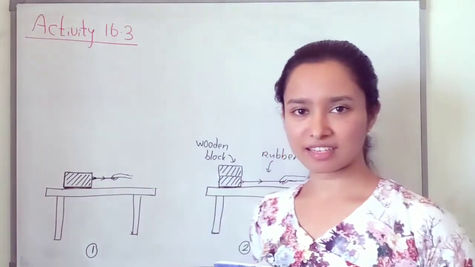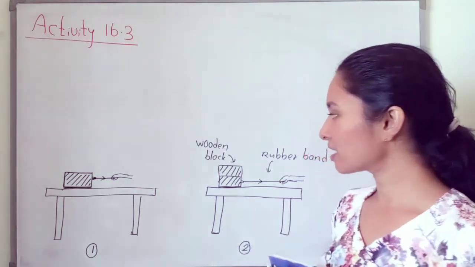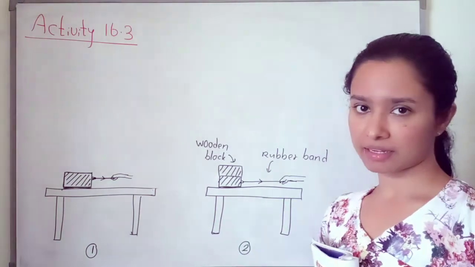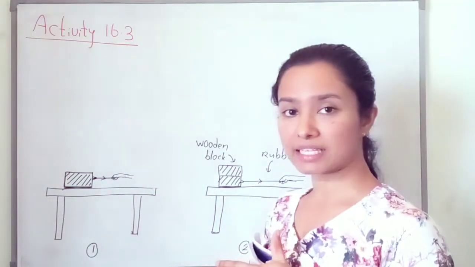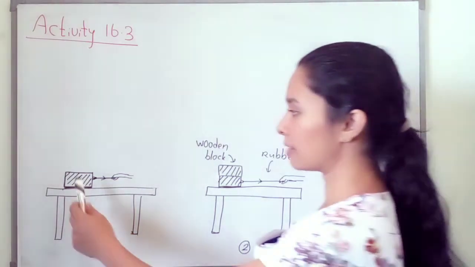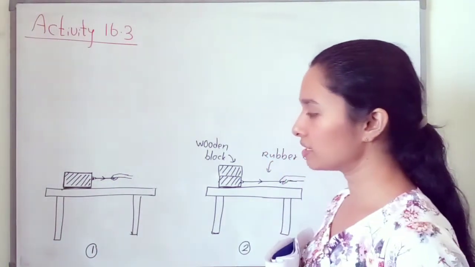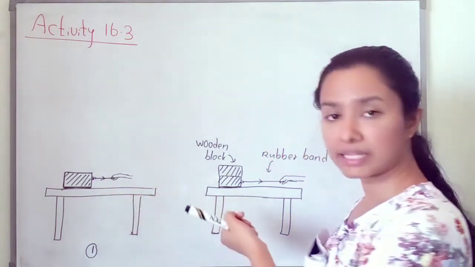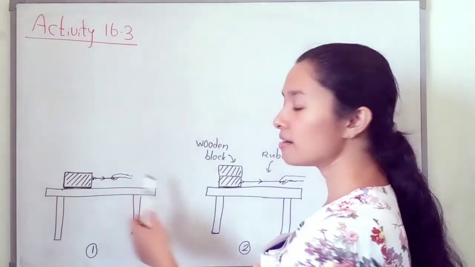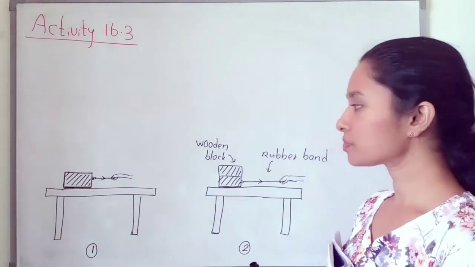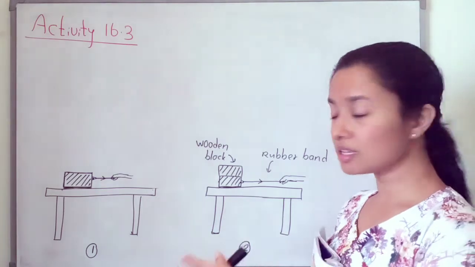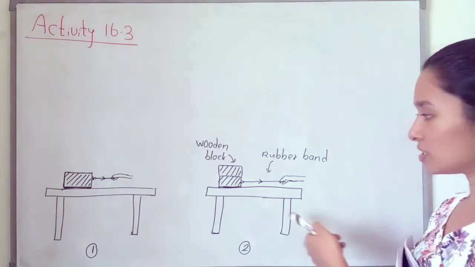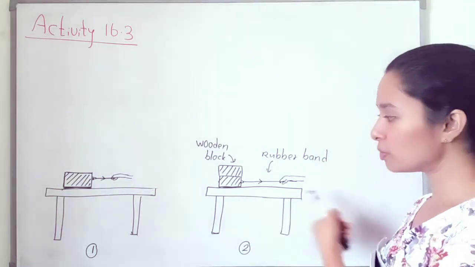Activity 16.3. Here, you have to take two wooden blocks of the same size and a rubber band. First, you have to place one wooden block on a table as in the figure. And using the rubber band, you have to pull it. Then, you have to place another wooden block on the first one and pull it using the same rubber band.